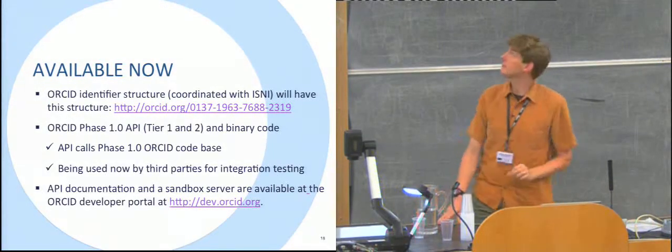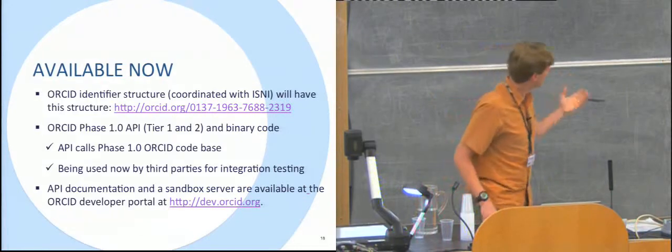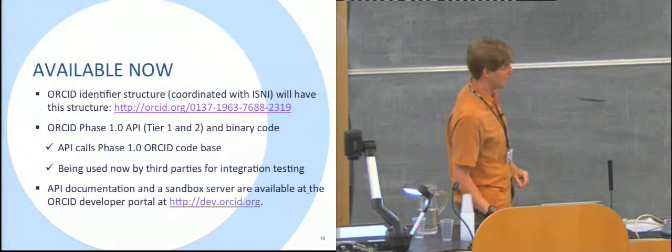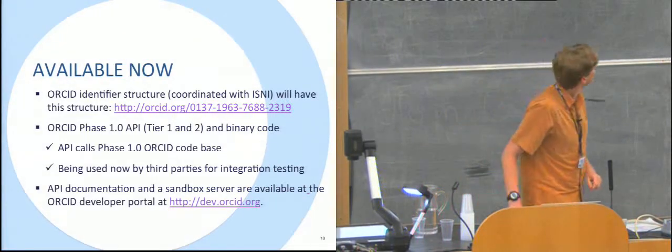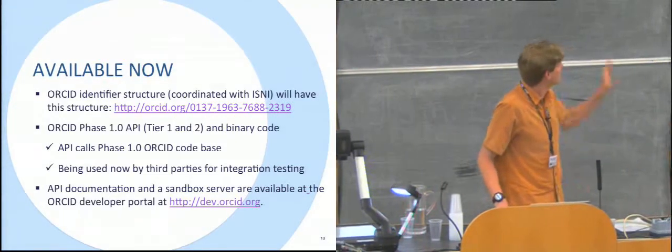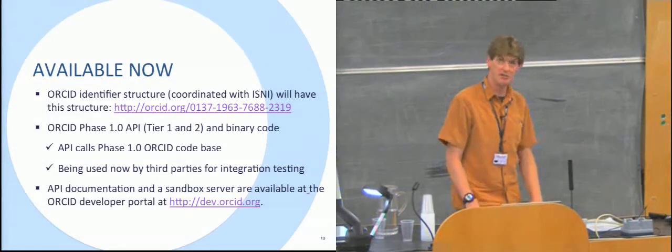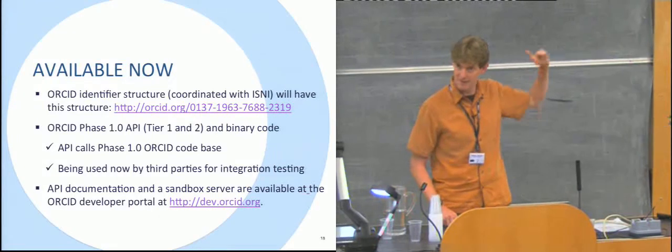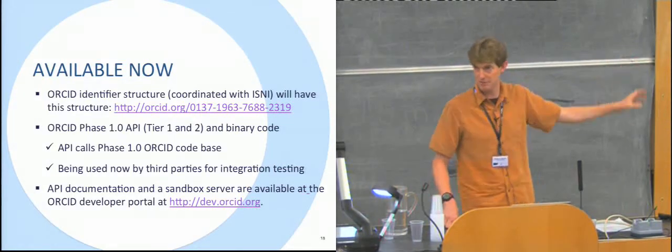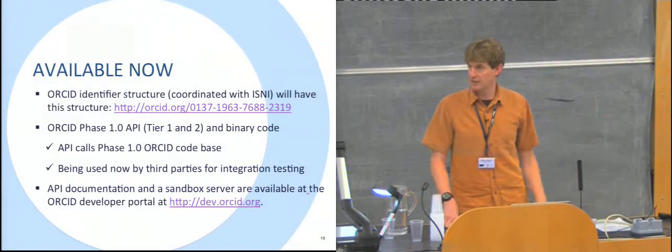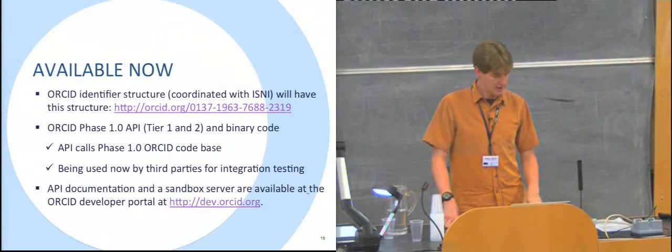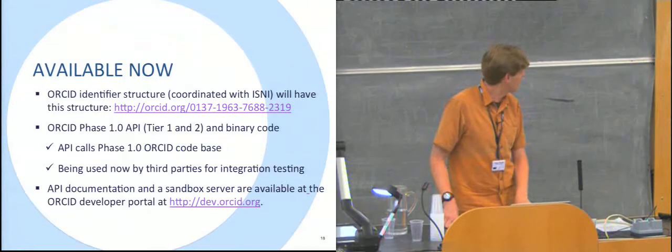Right now, the structure of an ORCID will be a meaningless number following an HTTP prefix. So it will be a resolvable thing. You'll be able to link to that, go there, and you'll get something about the profile. You can content negotiate on it to get some data out of it. As I said, code and APIs are available.